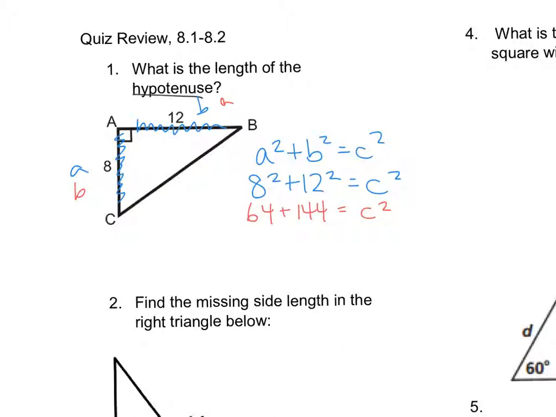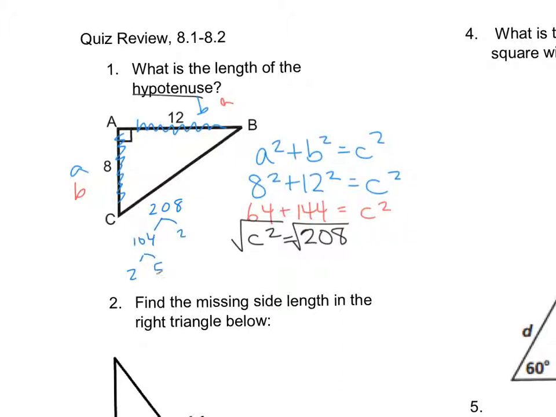So 64 plus 144 is 208, so c squared equals 208. So you gotta take the square root of 208. So you want to leave this in simplified radical form, so you need to simplify the square root of 208. So 208 is 104 and 2.